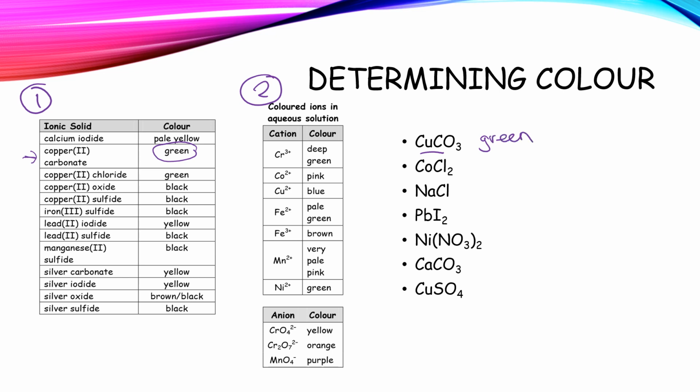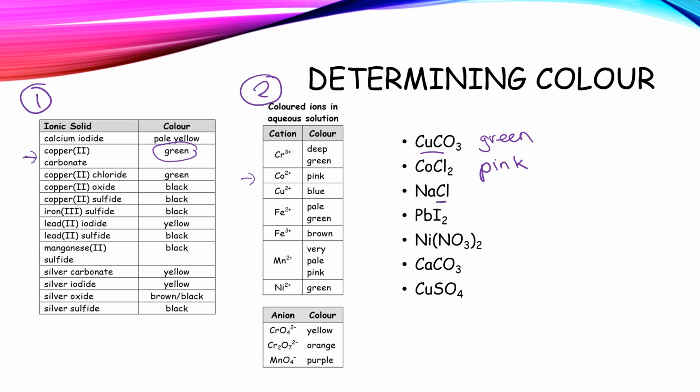My next one is cobalt chloride. Check the exceptions list first. So I'm going down the exceptions list and I see no cobalt chloride. Then I go over here. Because it's not on the exception list, I can see it's got a pink ion, so this will be a pink solid and a pink solution.